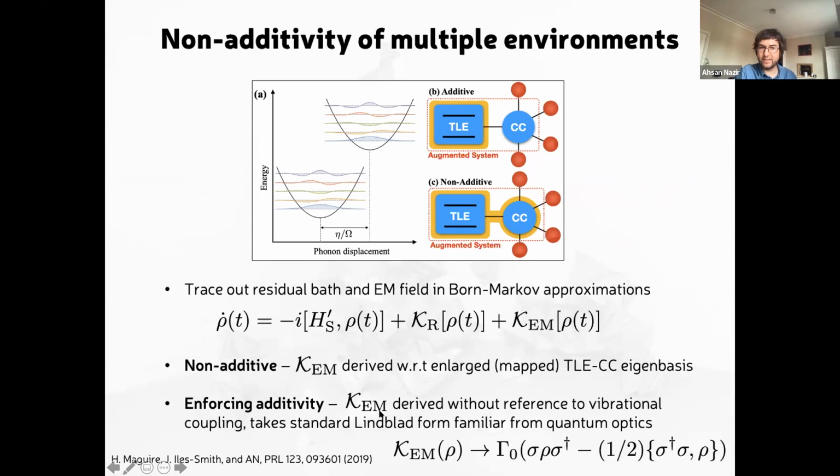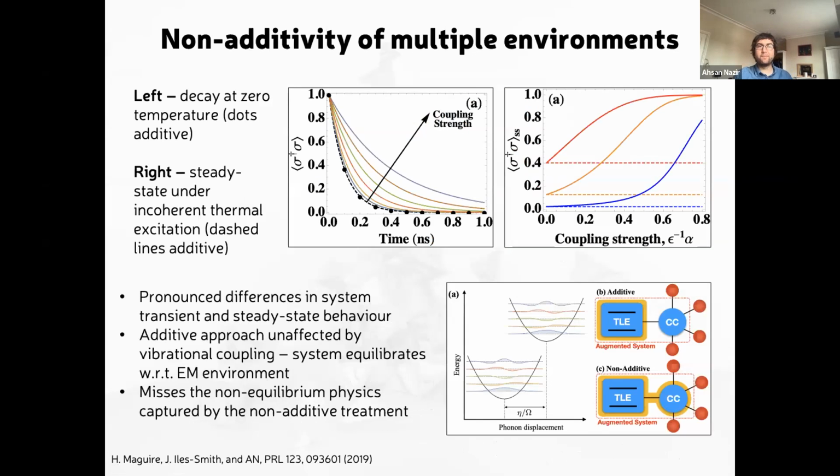In the additive case, if we just phenomenologically enforce additivity, that then means that the electromagnetic dissipator takes the standard Lindblad form familiar from quantum optics. So for example, at zero temperature, it would look like this. But as I've said, in the non-additive case, this dissipator is derived with respect to the enlarged two-level emitter plus collective coordinate eigenbasis. And so we can see the impact of this here.